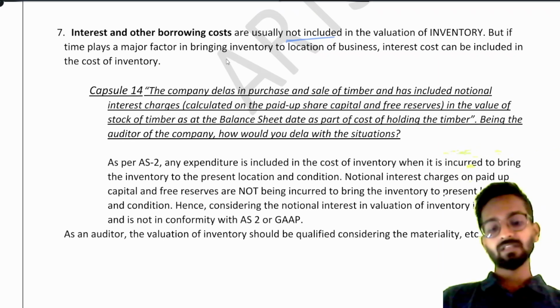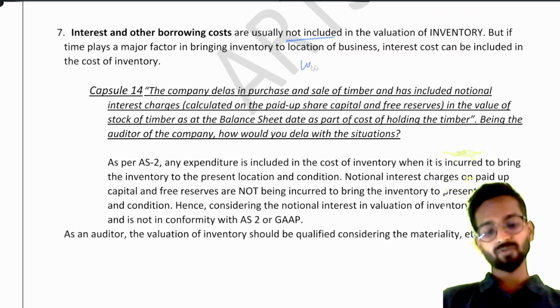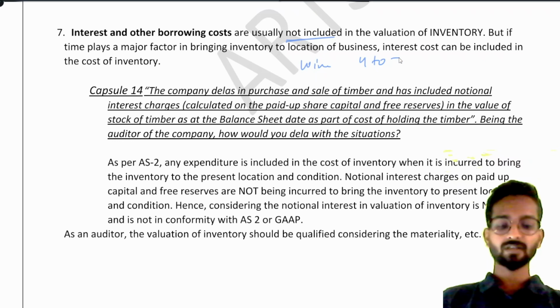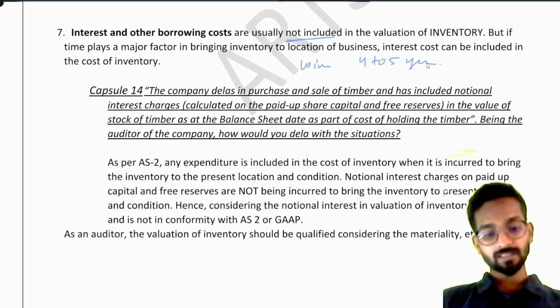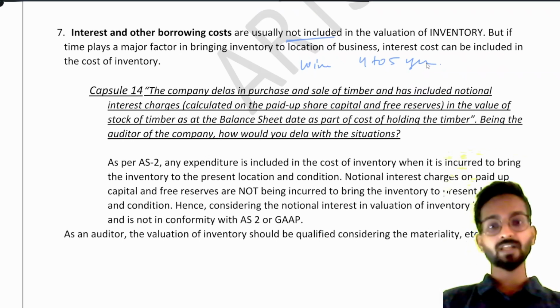factor. It means what? Suppose you are in the business of wine, it will take 4 to 5 years. Now for that 4 to 5 years, suppose you have taken a loan from the bank, you are supposed to pay the interest to the bank. Now the interest you are paying to the bank, that interest should be included in the valuation of cost. But why, sir? Because 4 to 5 years is a very long period and it is important to produce wine to sell it in the market.